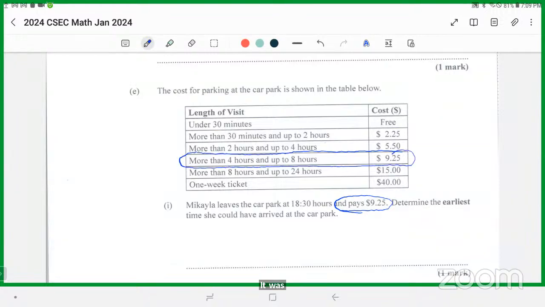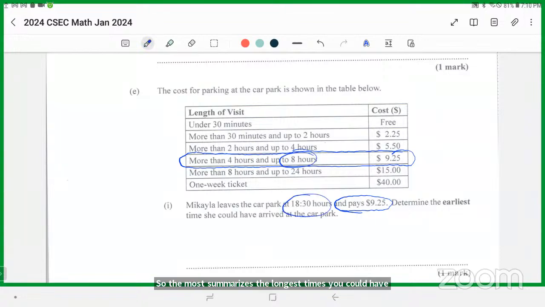It says determine the earliest time she could have arrived at the car park. The earliest time she could have arrived must be in sync with the longest time she spent there. The longest time she can spend there and pay this amount is 8 hours. So it's 8 hours before this time, and 8 hours before that time is 10:30. So 10:30 is correct.